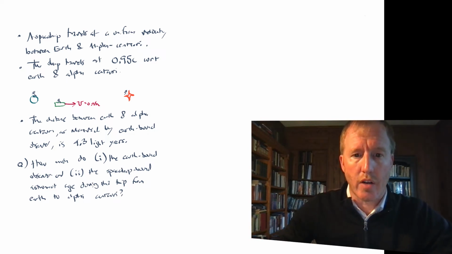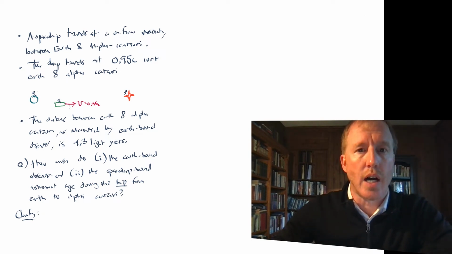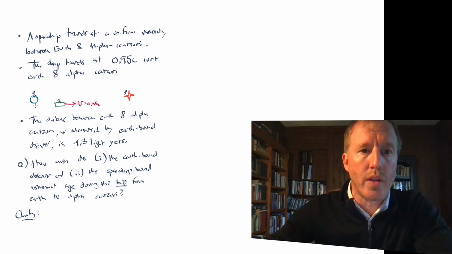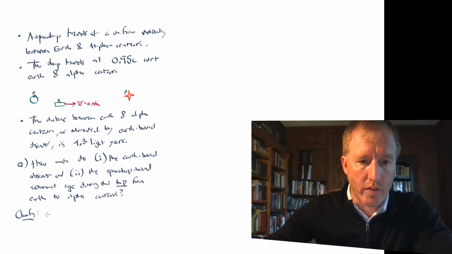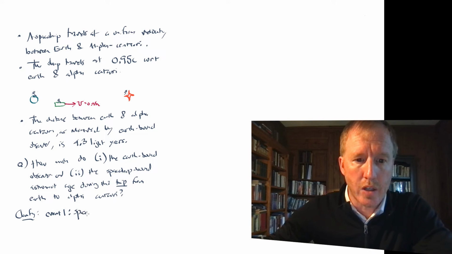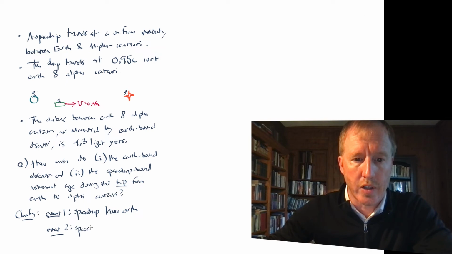Now we have to think carefully about what we mean by this trip. Okay, so let's clarify something right away. This is going to be helpful. When we say this trip, we basically mean the time between two events. Those events are when the spaceship leaves the Earth and when it arrives at Alpha-Centauri. So let's just clarify that. So we have event 1 would be the spaceship leaves Earth. Okay, that's event 1. And event 2 would be the spaceship arrives at Alpha Centauri.